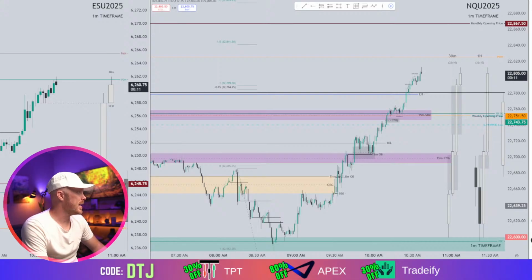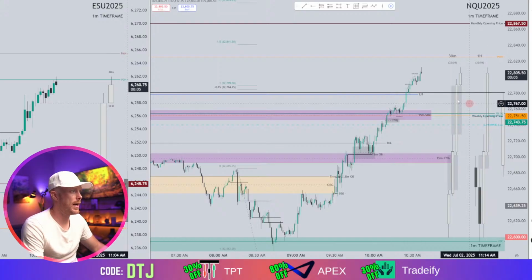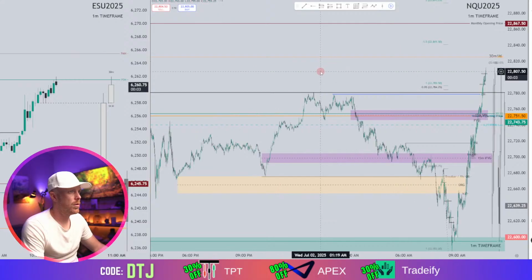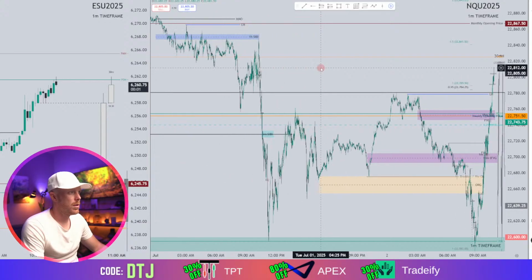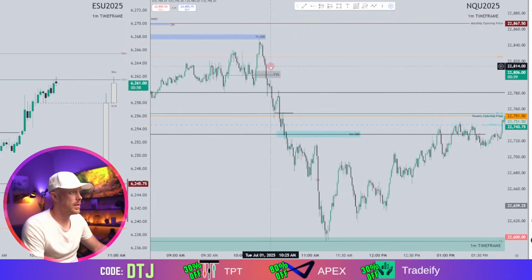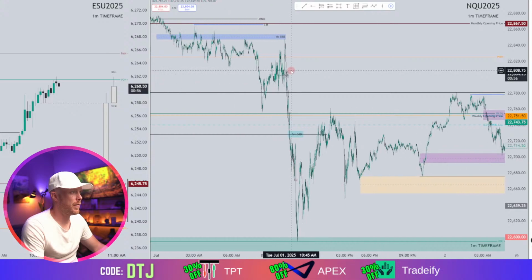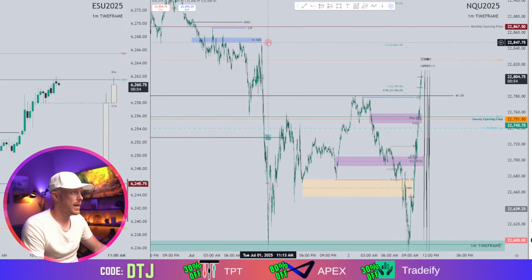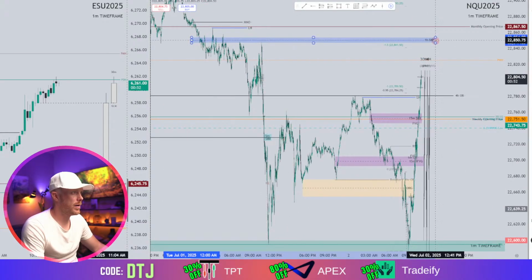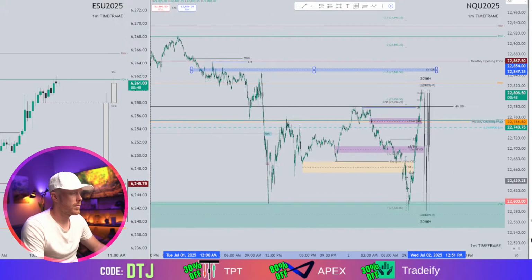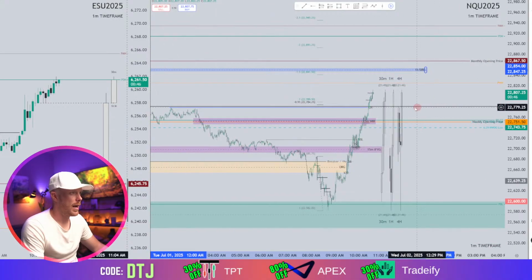All right, ES just hit previous day high. NQ did not. It is at an inversion fair value gap. We got equal highs up here. I don't see it moving much past where it's at right now.